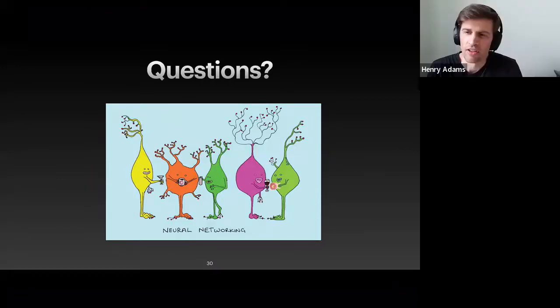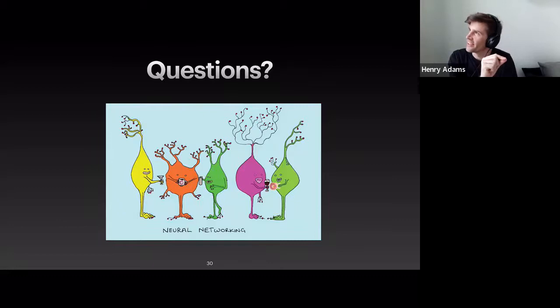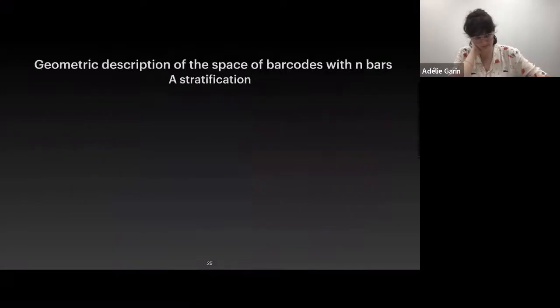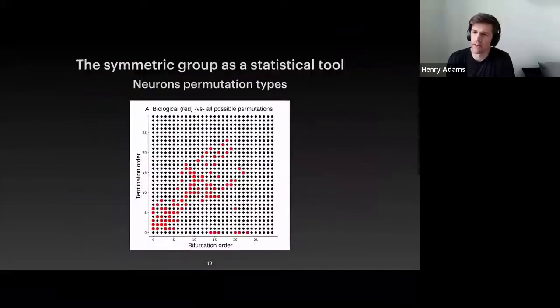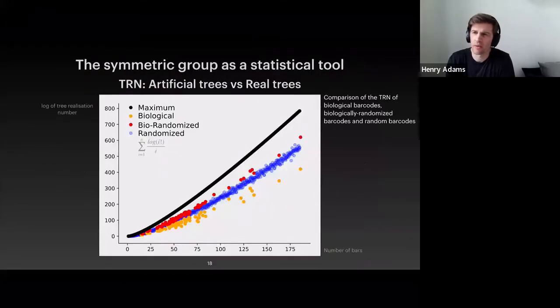I have a question, Adélie. So in your plots with the symmetric group, you had a model that was the randomized bio model. Could you say again what that was?